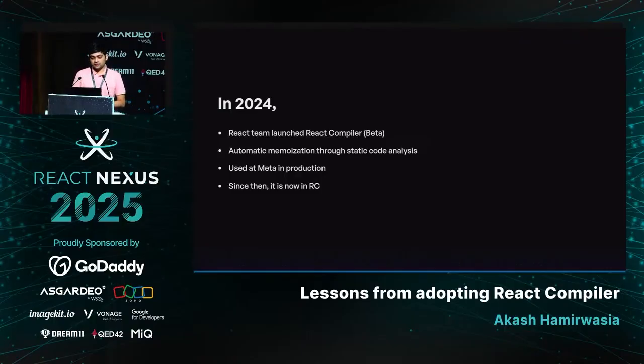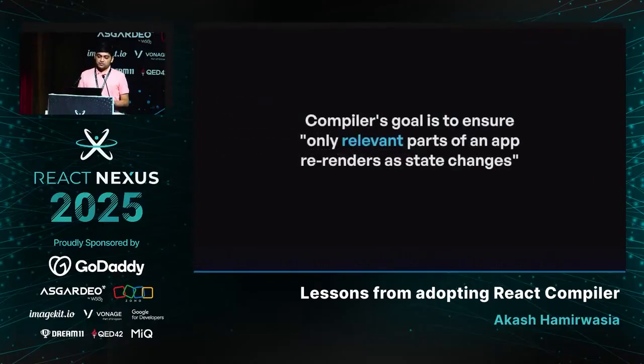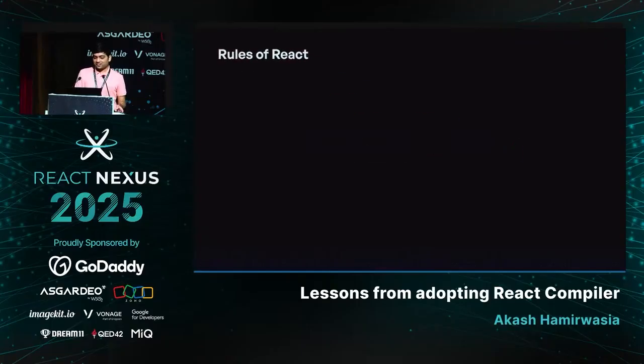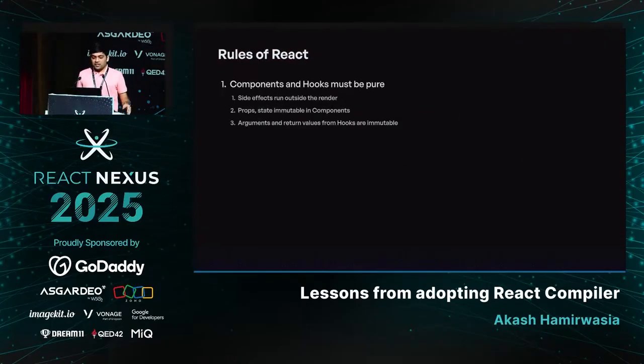Now the compiler's goal is to ensure only relevant parts of your app re-render as the state changes. This is also known as fine-grained reactivity. When certain state changes, only the code that is dependent on that state should re-render, nothing else. And React Compiler does this all by performing static analysis of the code based on the rules of React. Let's take a look at what these rules of React are. You can check it out in the documentation. I'll just go. So it says components and hooks must be pure.